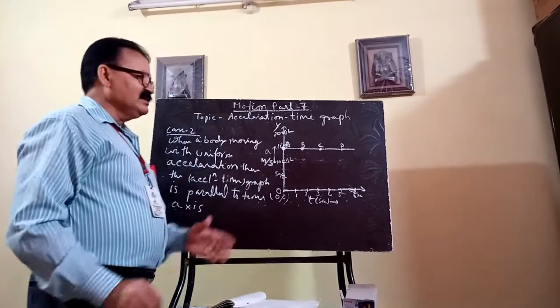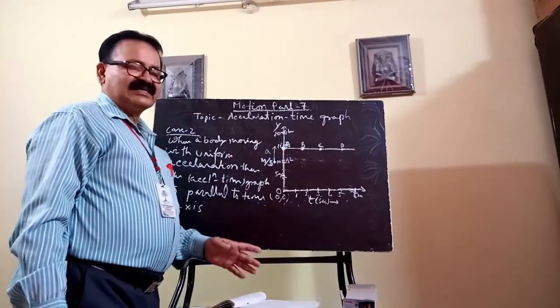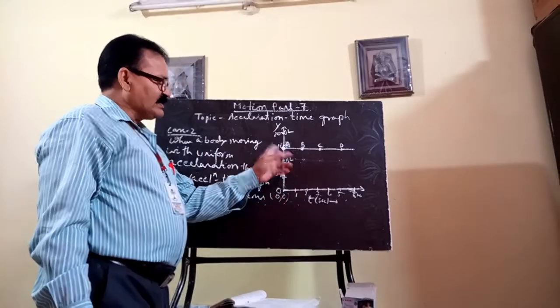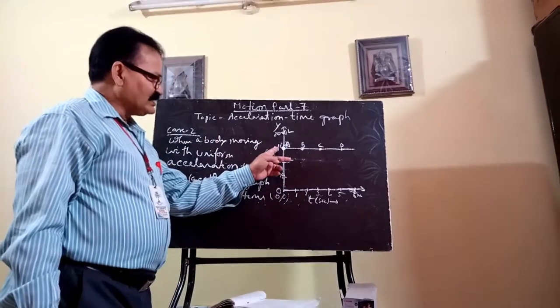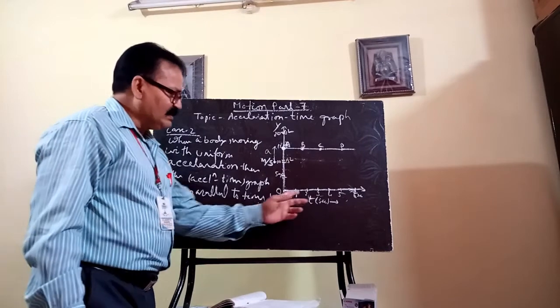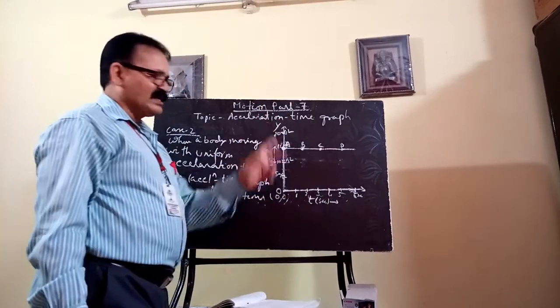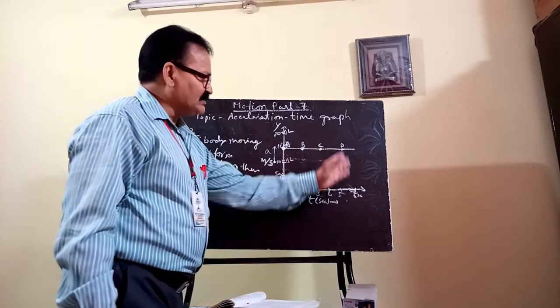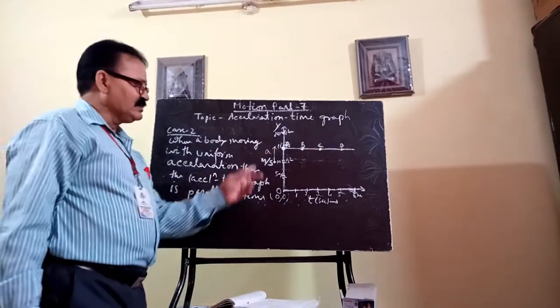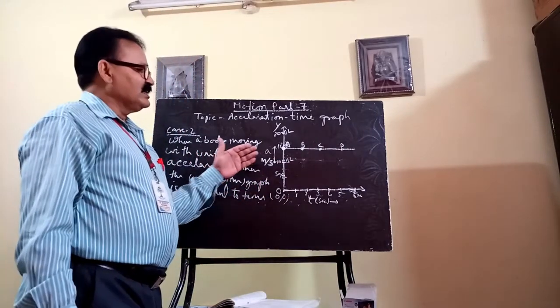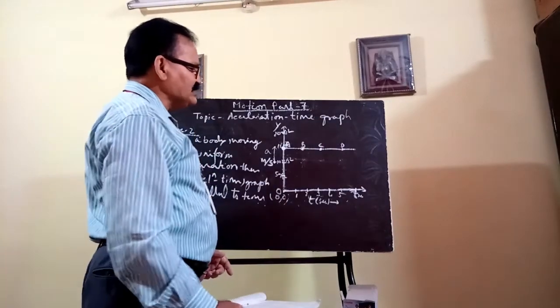So these are the points: at consecutive seconds, at 0 seconds the acceleration was 15 meter per second square. After 2 seconds again 15 meter per second square. After 4 seconds again 15, after 6 seconds again 15. So when these points are joined together, you will see a straight line is formed.